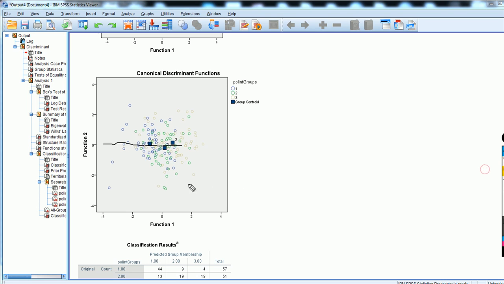All right, so basically we had function 1 represented right here, and function 2 going through here. And as you can see, where the group centroids are plotted out, the greatest dispersion among the group centroids is occurring along discriminant function 1, and you can see that there's very little dispersion of the group centroids with respect to function 2.